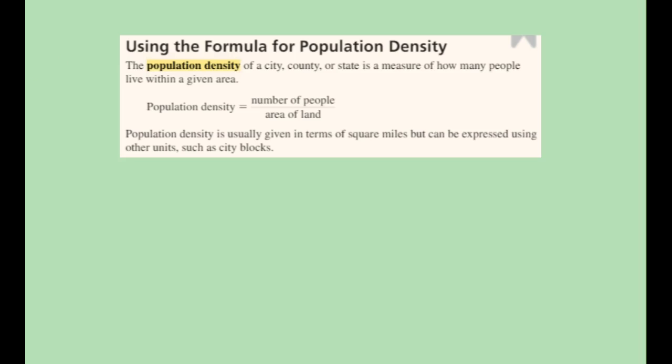So now let's look at population density. The population density is how many people live within a given area. So my formula for population density is the number of people divided by the area of the land. Most often we look in terms of square miles, but sometimes you can look at other units like city blocks or even city limits sometimes for population density.